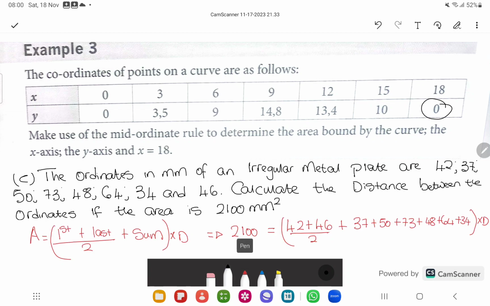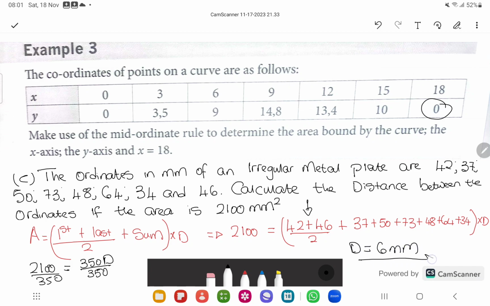Then when we get to this stage, we are going to add all of them using a calculator. That will be 2100 equal to, when we add each and every one here and then divide by 2, remember you only divide the first 2, not everything. Then that will be 350. So that's what we have, 350 d. Then we divide by 350 both sides. The value of d will be 6 millimeters.